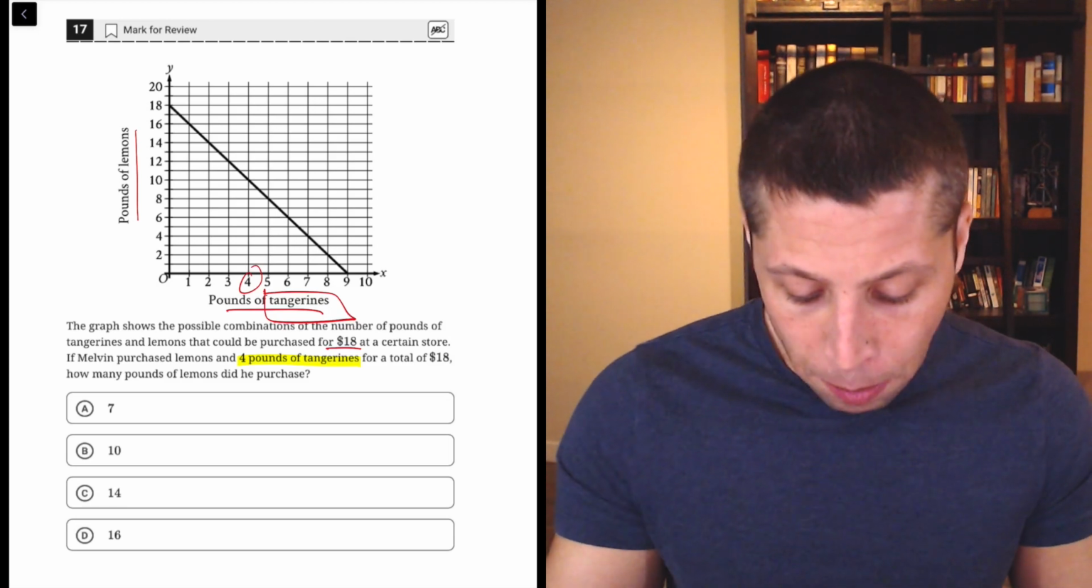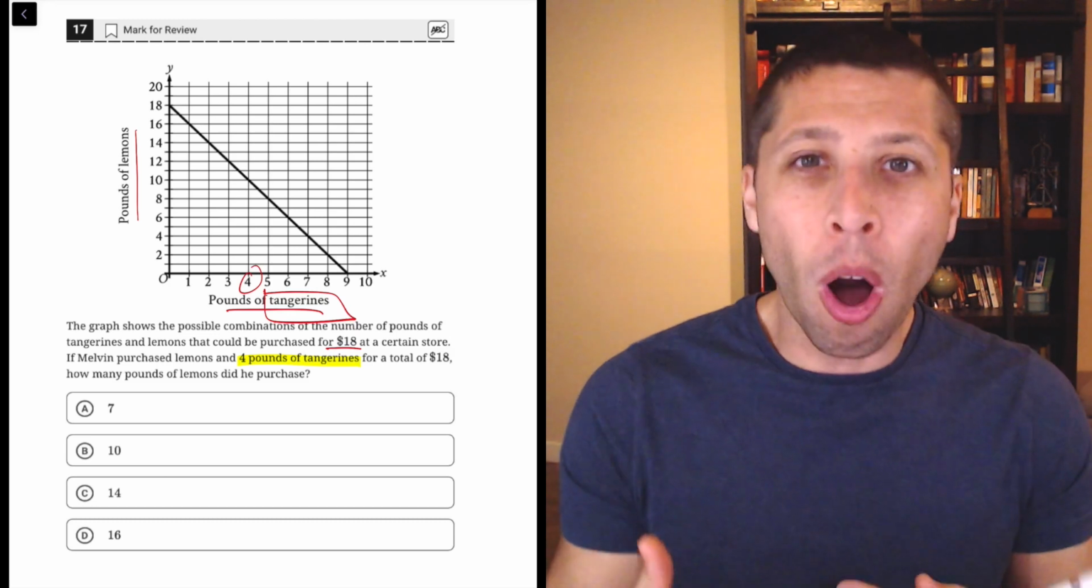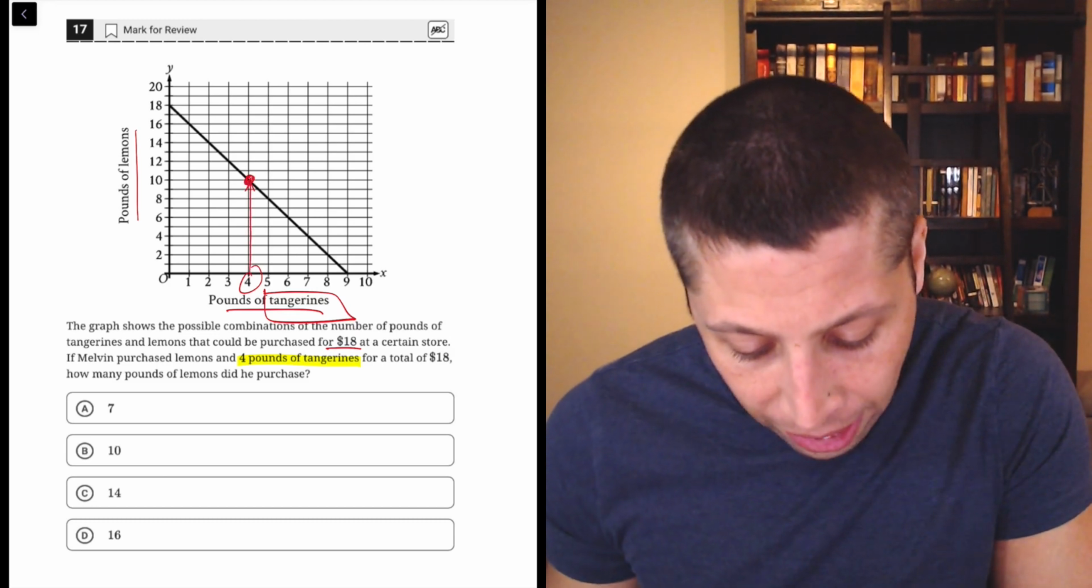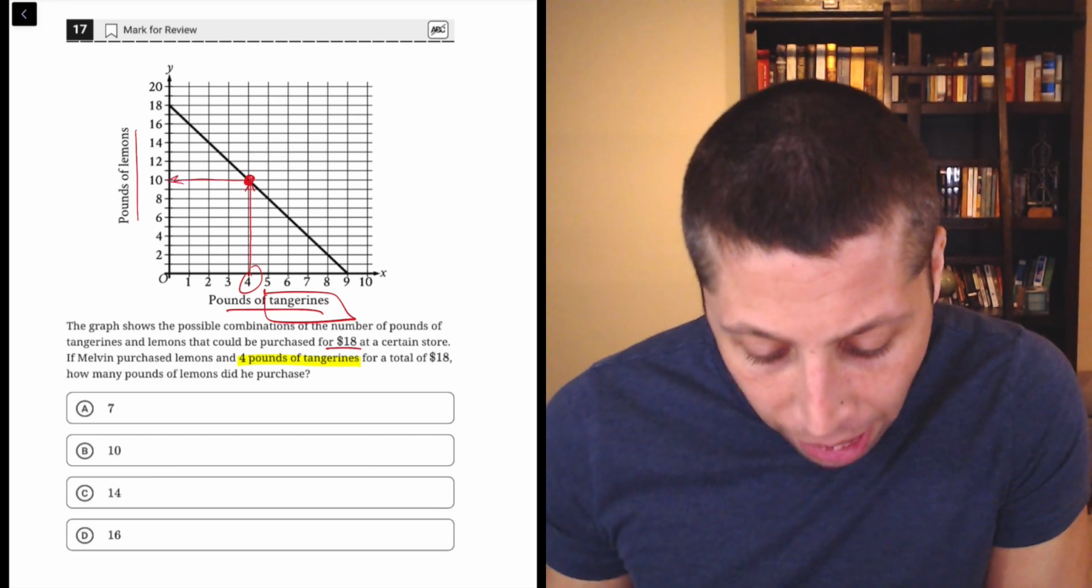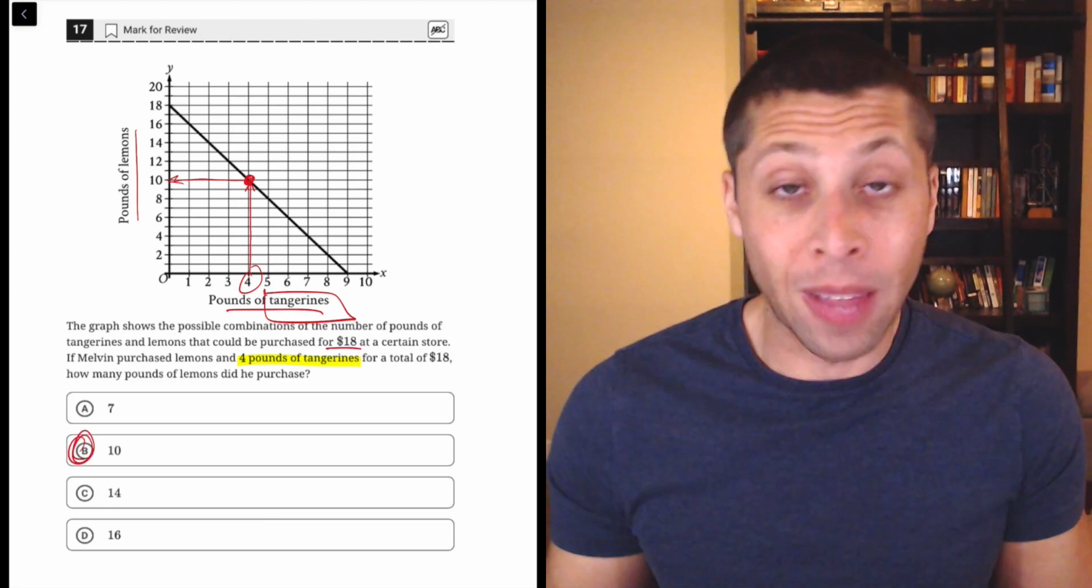Then, how many pounds of lemons did he purchase? Well, the line represents the combination, so all we really need to do here is just go up to the line. Where does it intersect that line? Well, that is where y is equal to 10, and 10 is the number of pounds of lemons. That's what they wanted, so that's the answer.